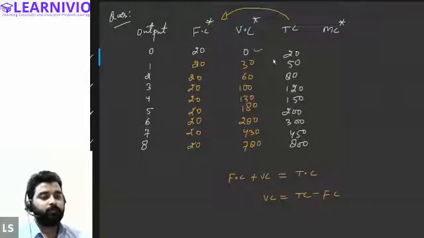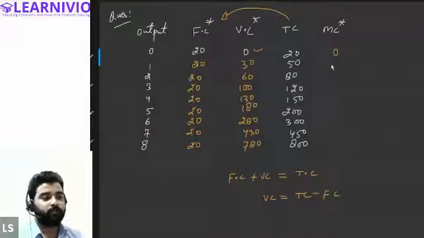Yes, sir. Okay, now we will find out the marginal cost. And as I told you, at 0 unit of output, marginal cost will be 0. And always remember that at the first unit, marginal cost is always equal to the variable cost.